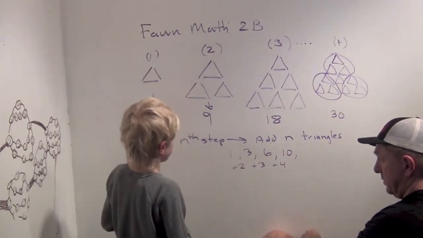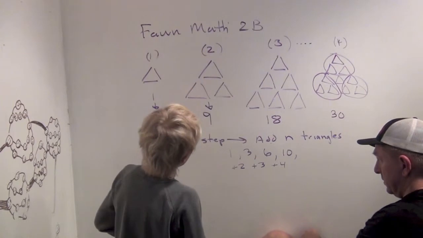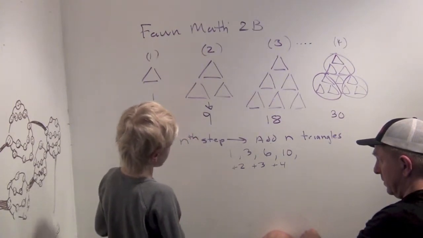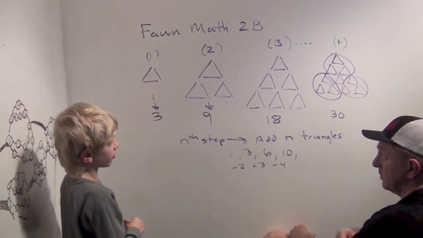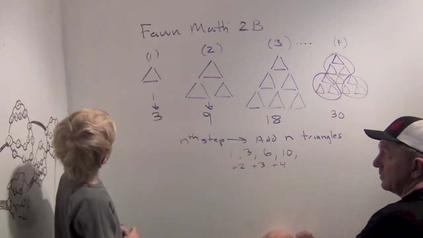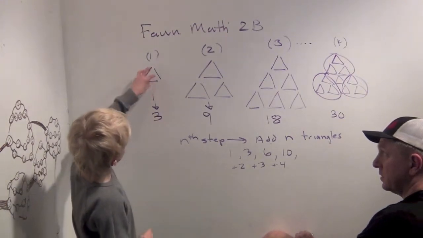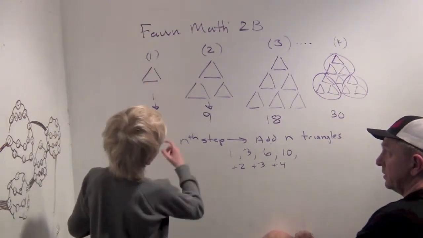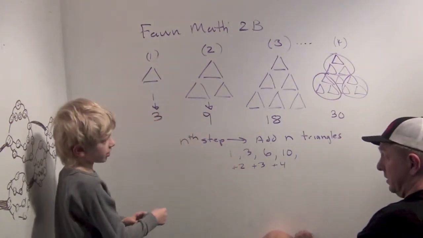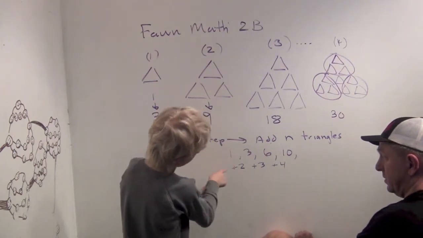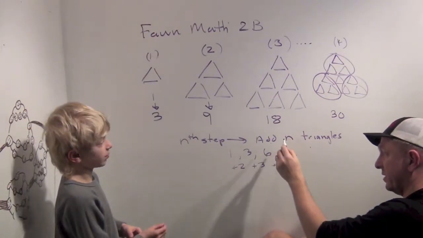So it looks like if you're on the nth step, you're going to add n plus 1 triangles. Because why? Because this is one triangle, and then plus 2 is 3, and 1 is 1 less than 2. Okay, so to go from this step to the next step, you add whatever this step is plus 1 triangles.